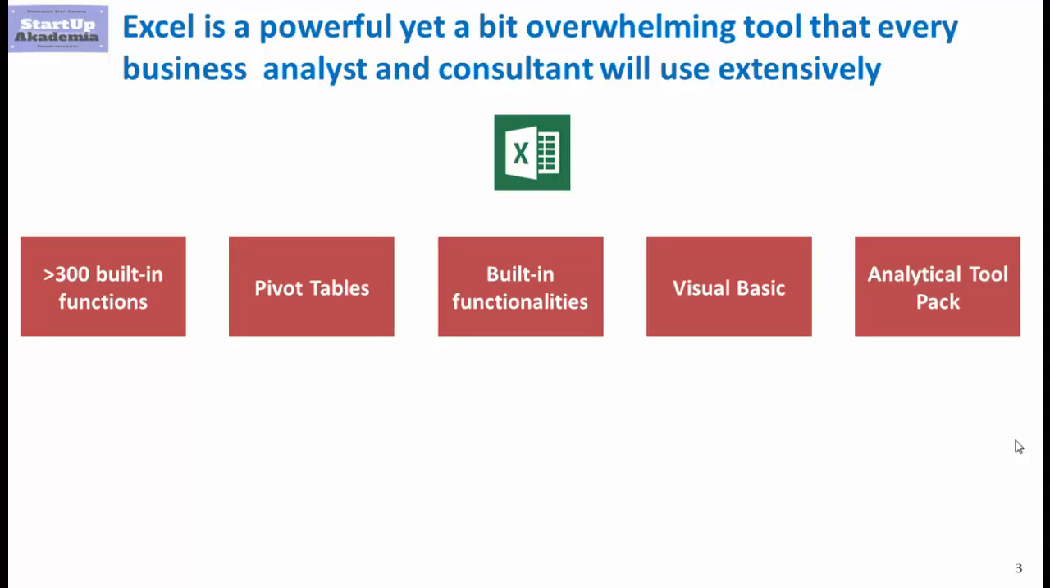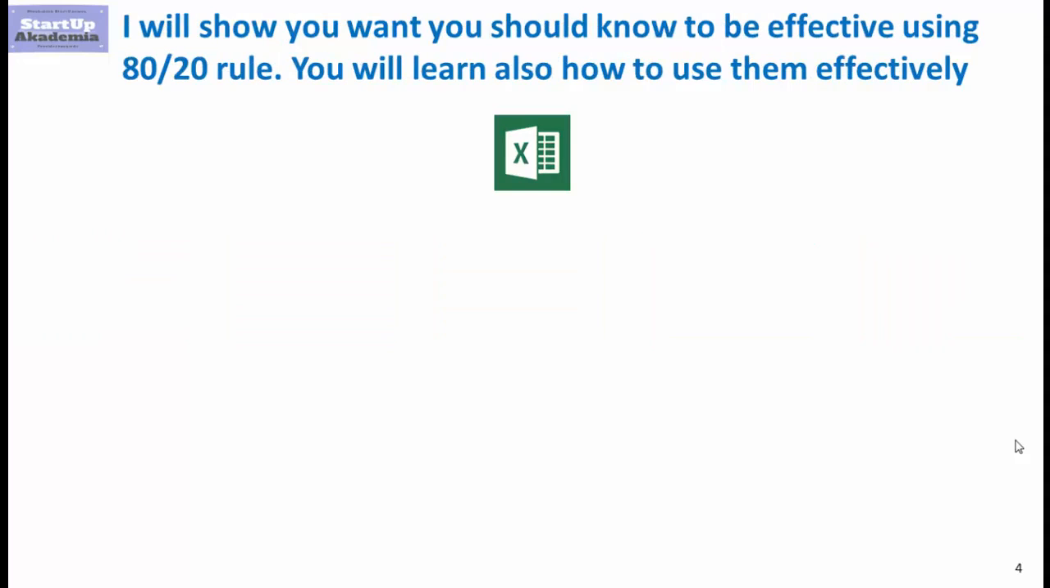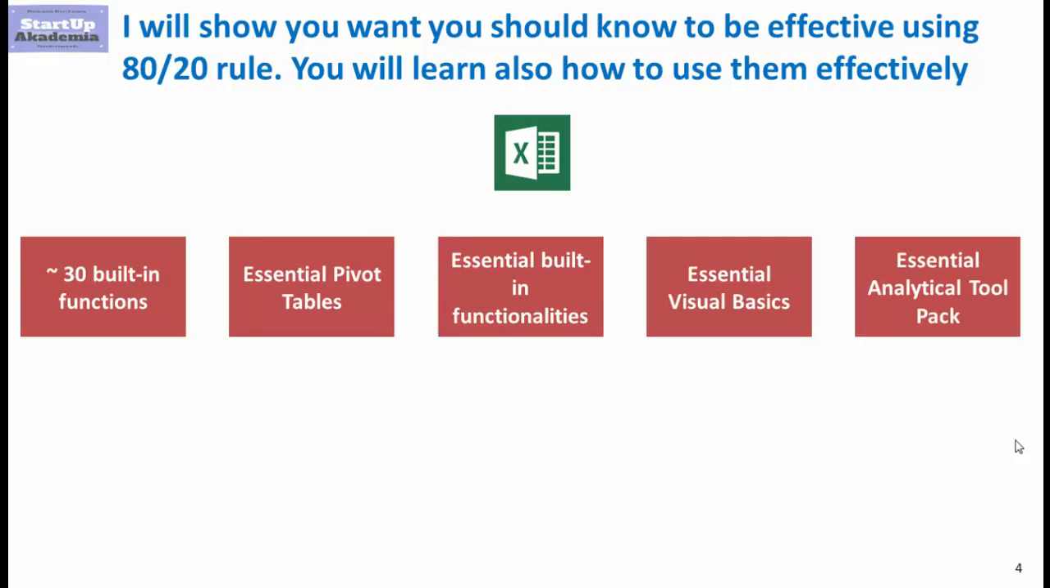So what we're gonna do is basically use the 80-20 Pareto rule. So show you basically only those things that make the most sense and show you how to use them in a specific situation so you learn fast what is essential for business analysts and consultants. We're gonna be showing you roughly 30 built-in functions that are most often used and with them what you can achieve, and essential elements of pivot tables, built-in functionalities, Visual Basic, and the Analysis ToolPak.